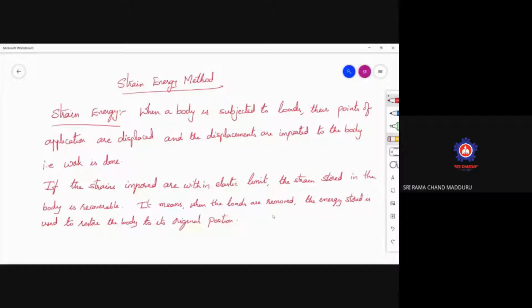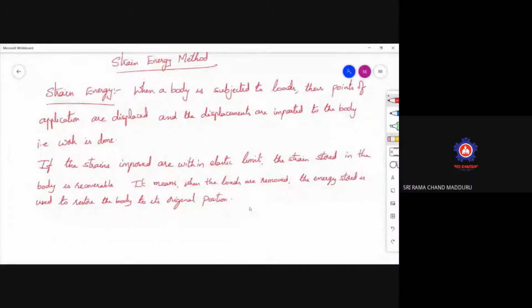The energy stored due to strains of an elastic type is known as strain energy.